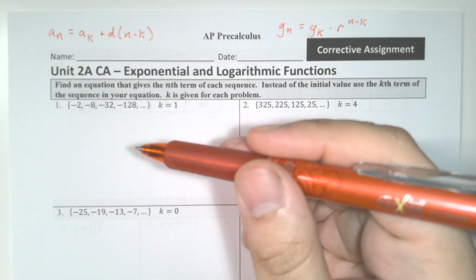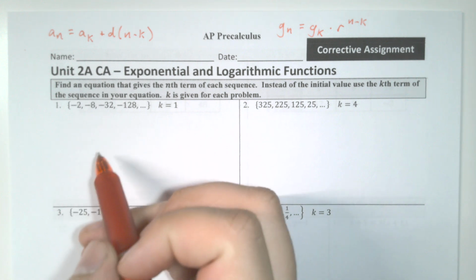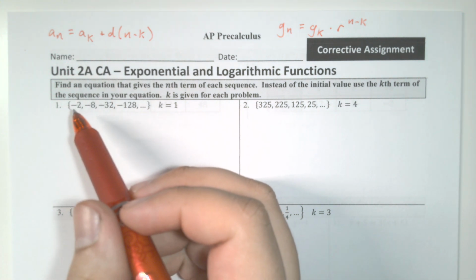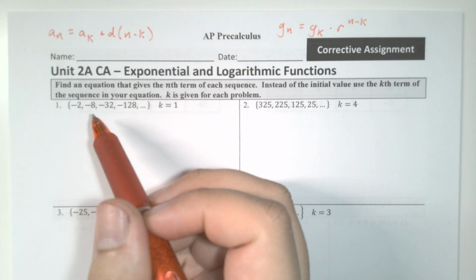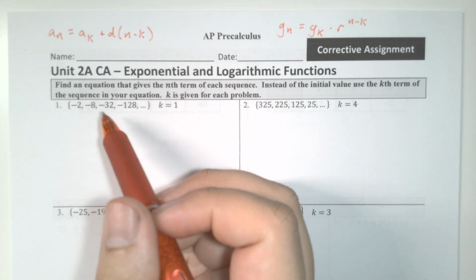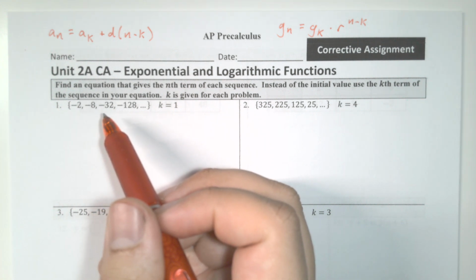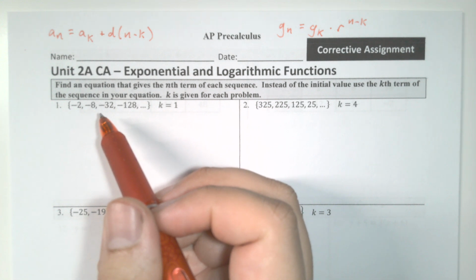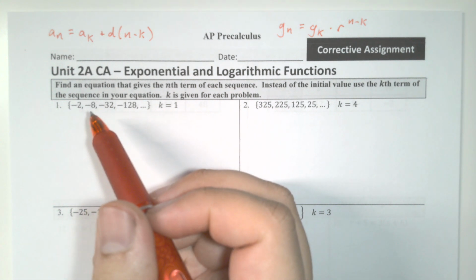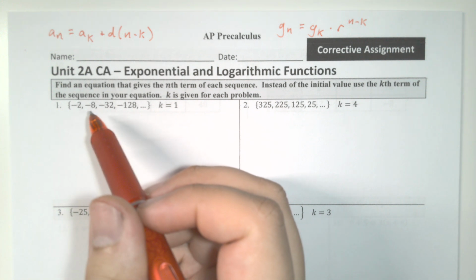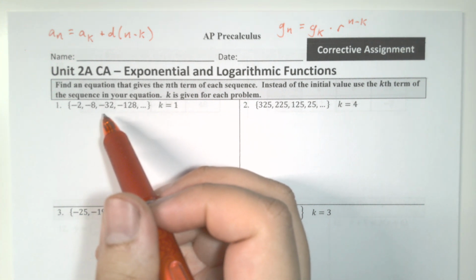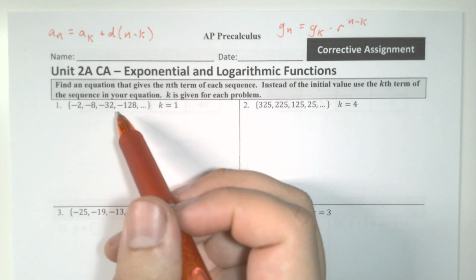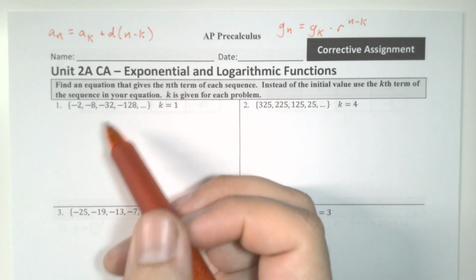Let's look at number one. Let's see what kind of sequence we have. So, we can see that to get from -2 to -8, if we were adding some number, this would be subtracting 6. But if we subtract 6 again from this, we don't get -32. So we know that this can't be arithmetic. Now, what about geometric? To get from -2 to -8, we have to multiply by 4. And then to get from -8 to -32, you multiply by 4. And sure enough, if you multiply that by 4, you get to -128. So this is definitely a geometric sequence.